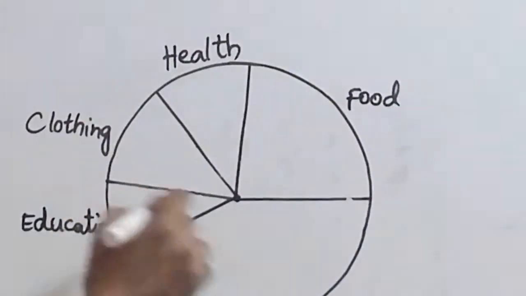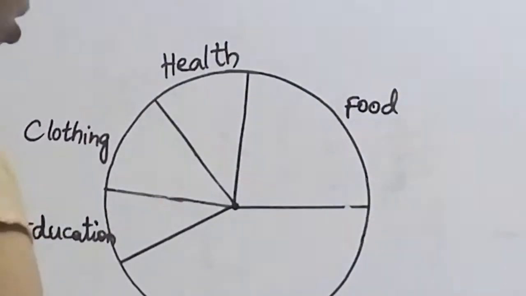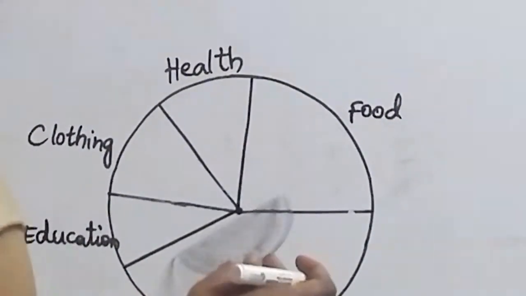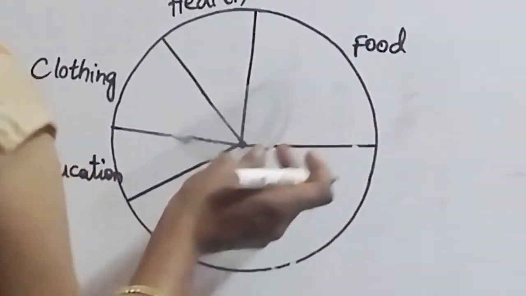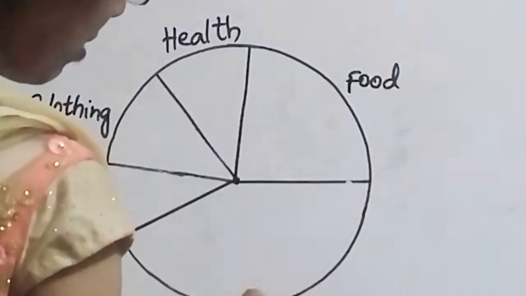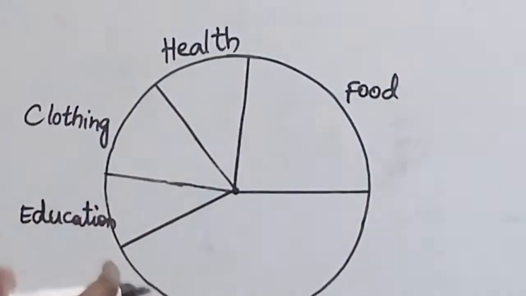27 is education. The last one is savings. Savings is 167 degrees. You can just keep your protractor and check whether you are getting 167. Yes, we will get 167 degrees. So this is how you are going to draw.